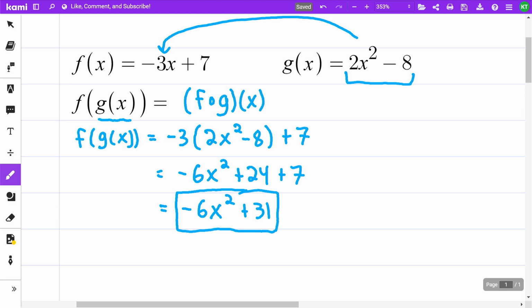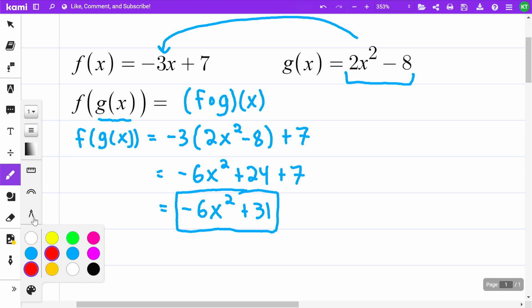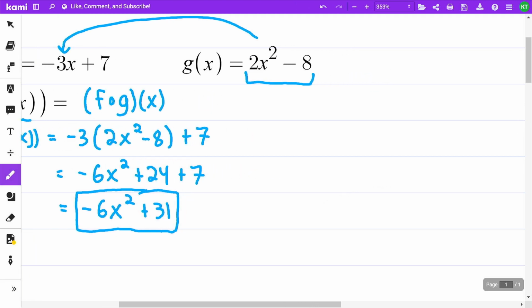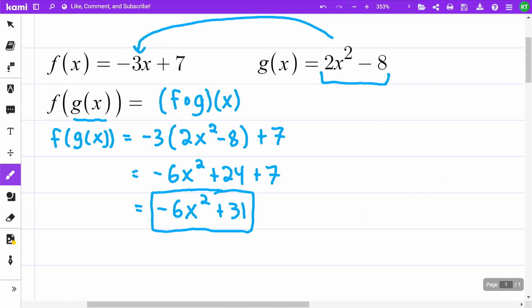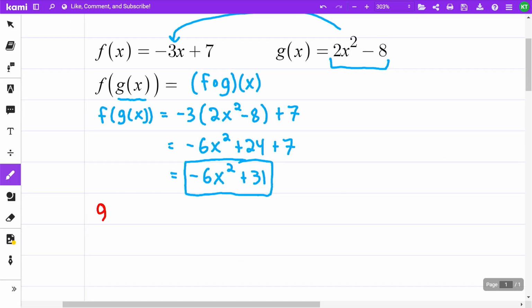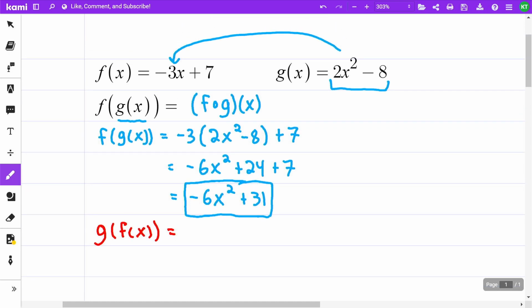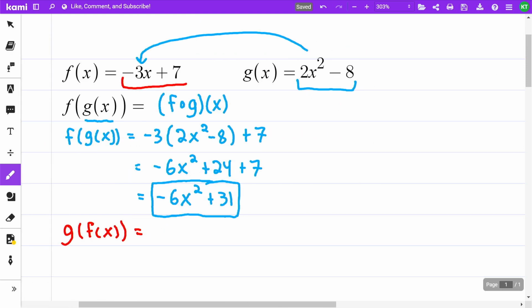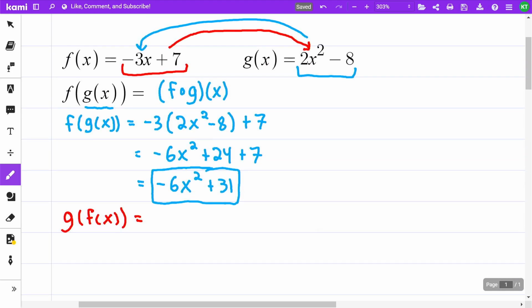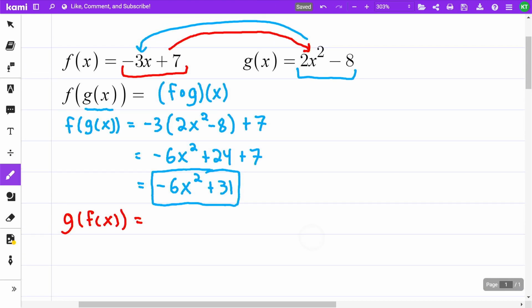Now, if instead, let's say, it asked for, I'm just going to write this below, g of f of x, then I would do the opposite. I would take my f of x, which is negative 3x plus 7, and plug that into the x here. So let's just go ahead and do that. I didn't originally plan on doing that, but it's good practice.